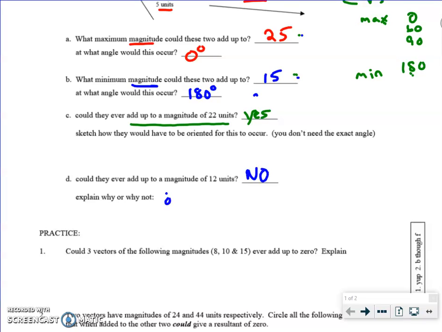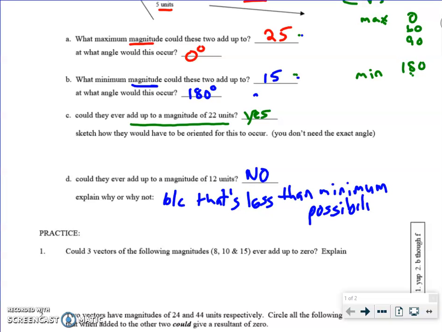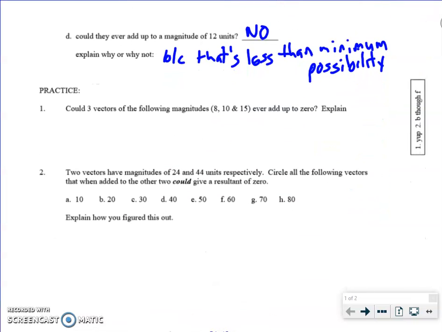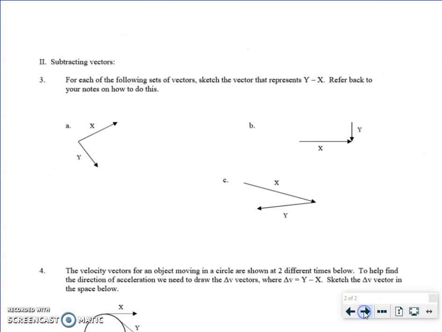Because that's less than the minimum value or minimum possibility. So you want to be able to answer questions of that nature. So try practice 1 and 2, and the answers are off to the right. And if you have questions on that, then by all means ask. So let's turn to the next page.